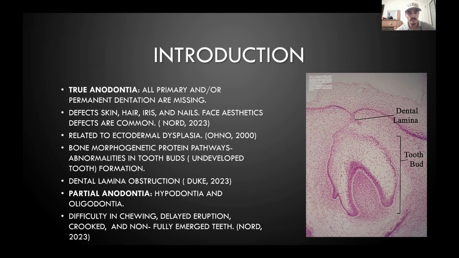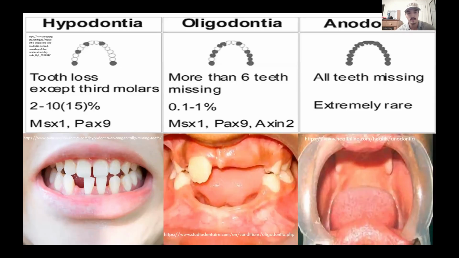Partial anodontia is when you're missing teeth, but not all of them. True anodontia is actually related to ectodermal dysplasia. There are two types of partial anodontia. Hypodontia, on the left, is missing 1 to 5 teeth. This occurs in about 15% of the population. The other partial type is oligodontia, which is missing 6 or more teeth. This occurs in about 1% of the population.